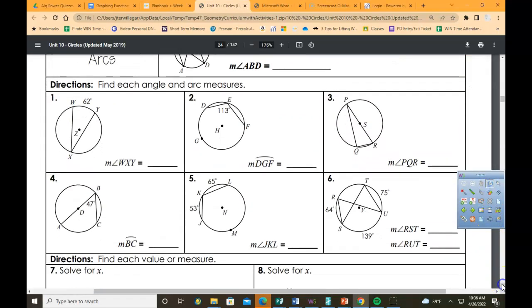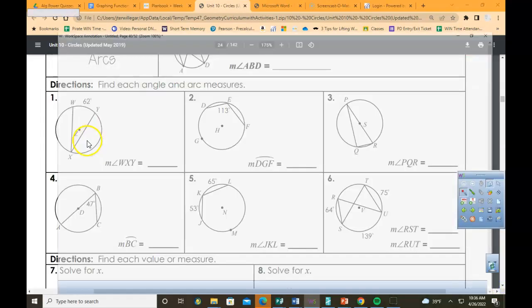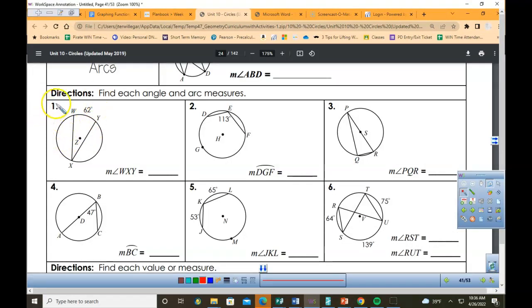Let's do some examples. Alright, let's take a look at number one. Number one, my arc is 62 degrees. So my intercepted angle is half of 62. So 0.5 or half of 62 is 31 degrees.